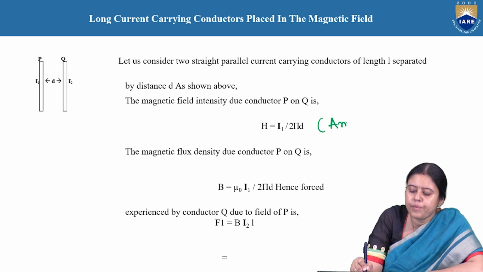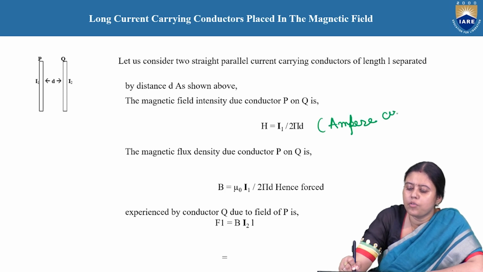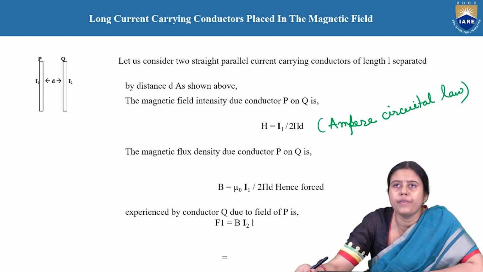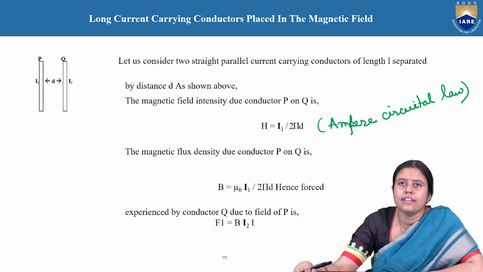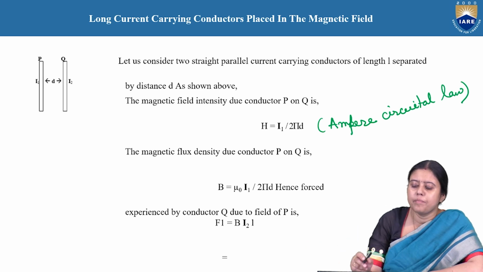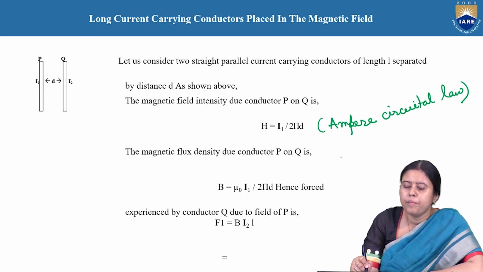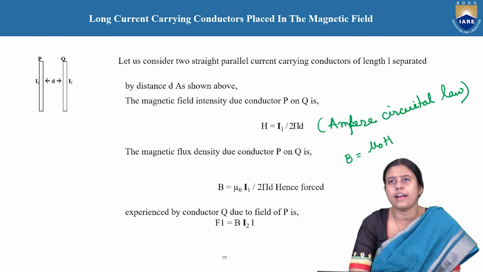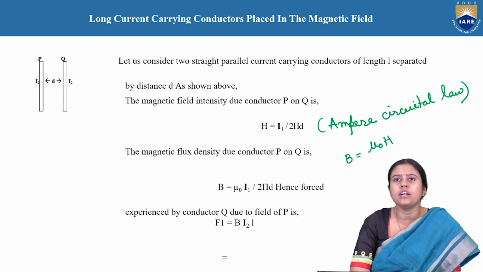When there is a current carrying conductor, the magnetic field intensity in the circular way is H equal to I by 2 pi d. This is the Ampere circuital law. So from the Ampere circuital law, we can write H is equal to I1 by 2 pi d. What is B? B is equal to mu naught into H in the air. If the two conductors are in the air, we can write B equals mu naught into H. So H value we got I1 by 2 pi d.